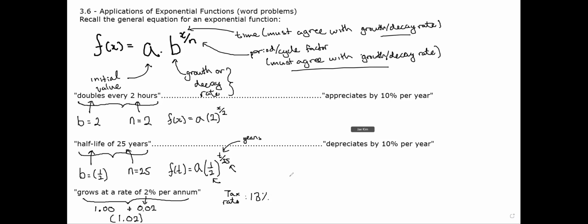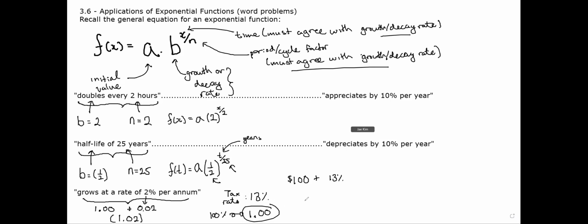So when you're calculating tax, let's say you buy something for $100, right? You have to add on the extra 13%. Well, 100%, if you convert it into numbers, is 1.00.